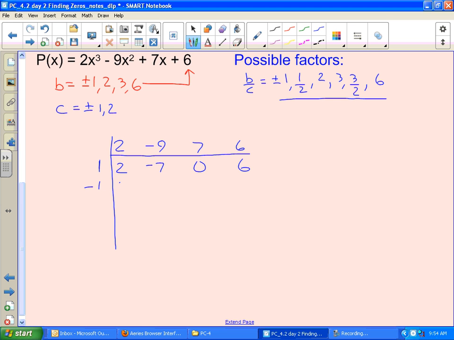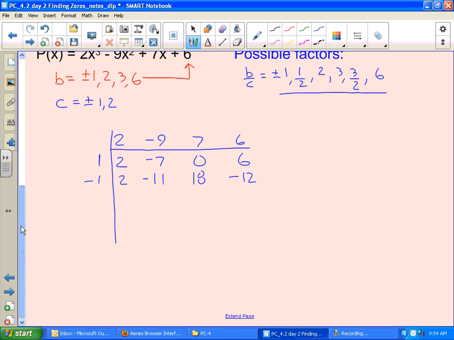Negative 1. All right. So 2, negative 11, 18. Negative 18 and 6 makes it negative 12. All right. See, now here we keep going. Now what one are you going to test? Oh, whoa. Really? We're going 1 half. All right, we're doing it.